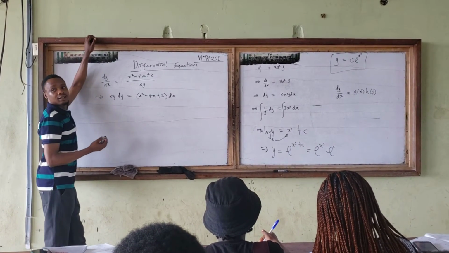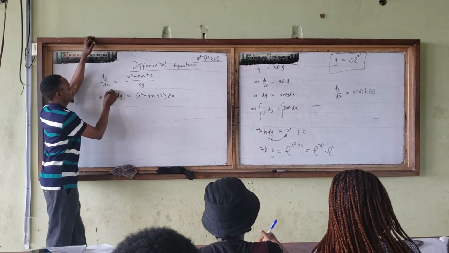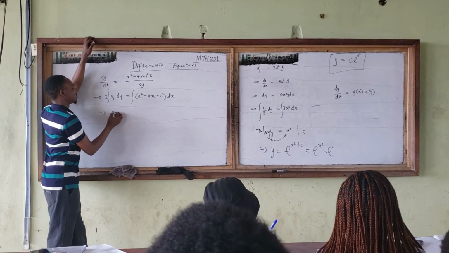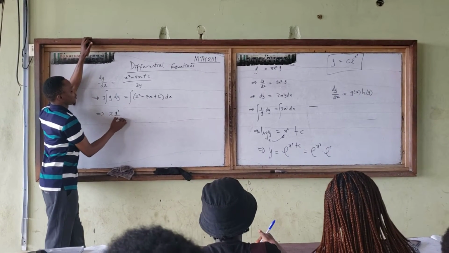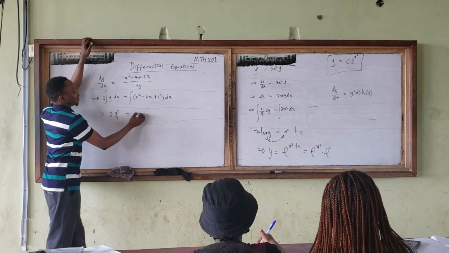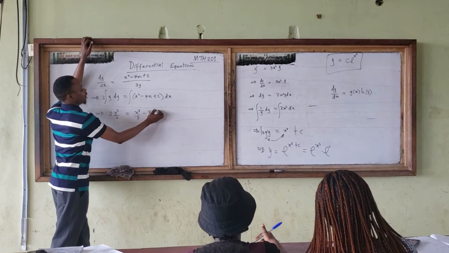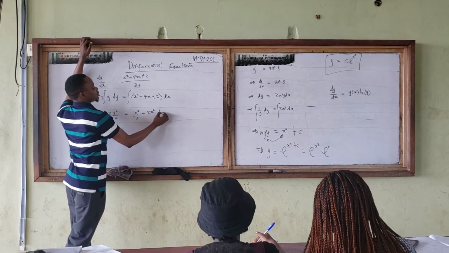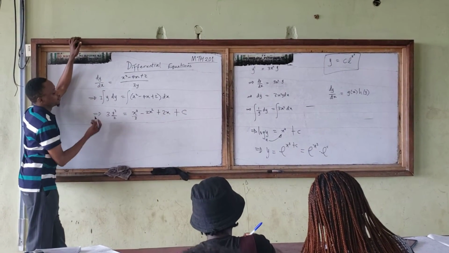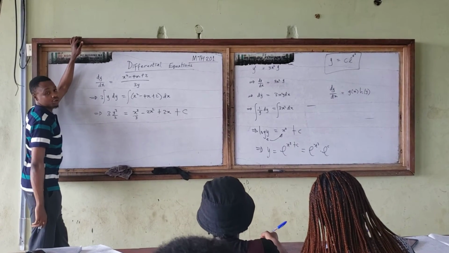Does that make sense? Alright, so when you integrate this now, forget about this 3 outside, then you are going to have this to be what? 3y squared over 2, right? Equal to, what will this be? x cubed over 3 minus 4x squared, right? Then plus 2x plus some constant. Then at the end of the day, multiply all through by 2, and divide all through by 3.